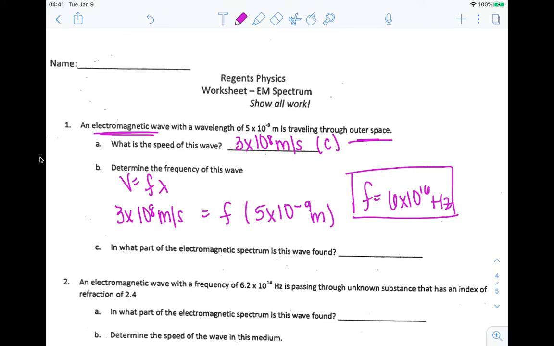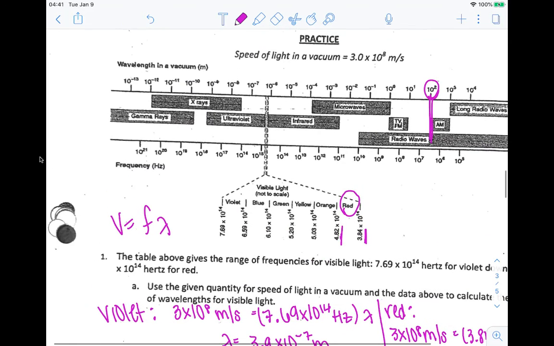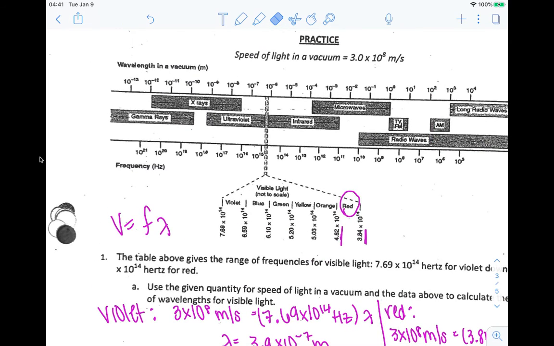In what part of the electromagnetic spectrum is this wave found? Well, we have 10 to the 16 hertz, so we go back to our chart. Looking at 10 to the 16 for our hertz, that falls right over here, and that is ultraviolet.